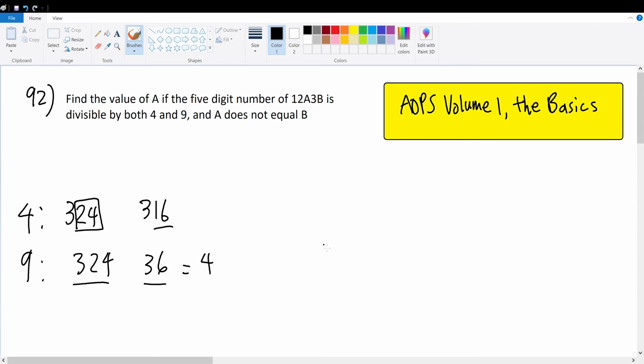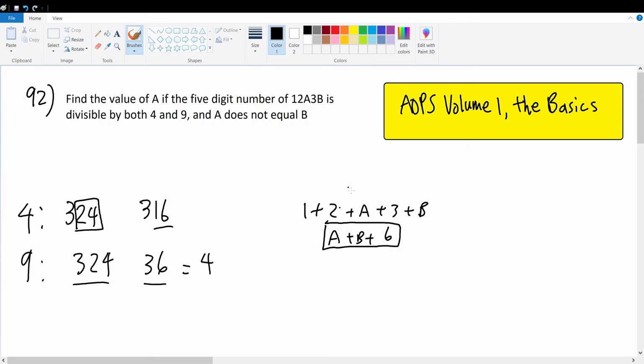And with these two rules, we can begin to apply them to this question. So first, in the case of 9, 1 plus 2 plus A plus 3 plus B must be divisible by 9. Simplifying this, we get A plus B plus 6 is divisible by 9. But what is the restriction of A plus B plus 6? A good trick when you're dealing with questions such as this is to find the restriction of what A plus B plus 6 can be.